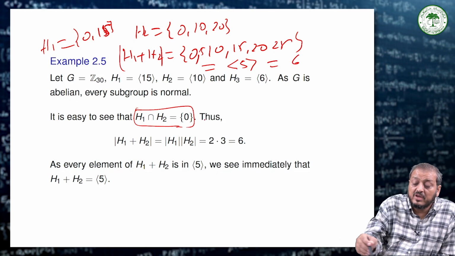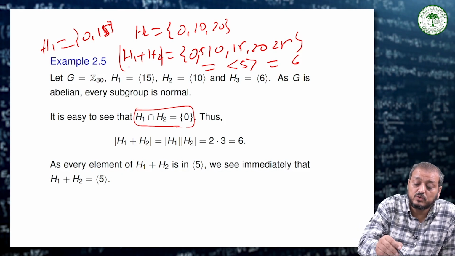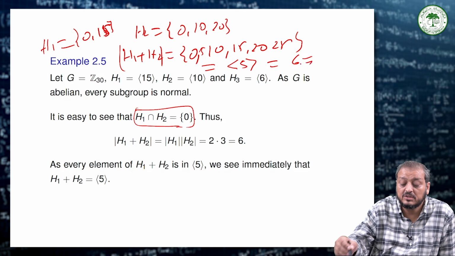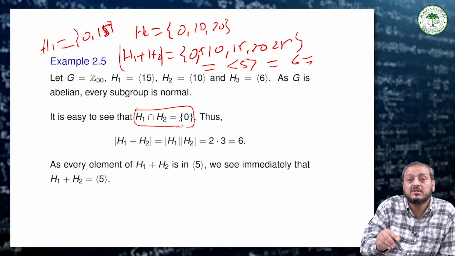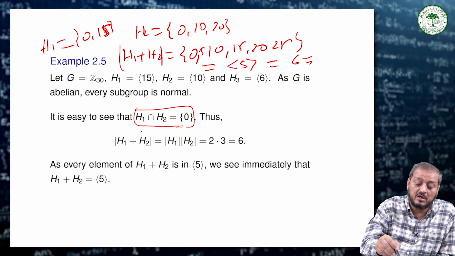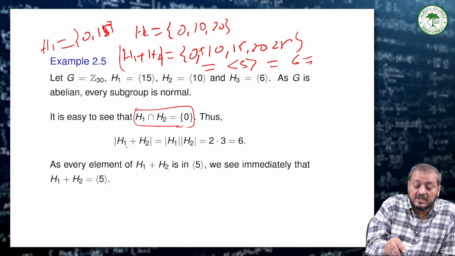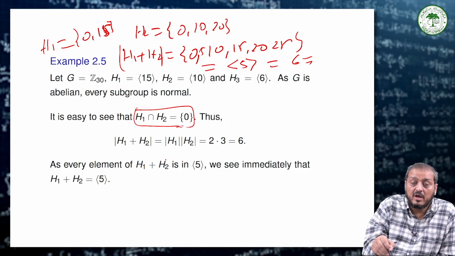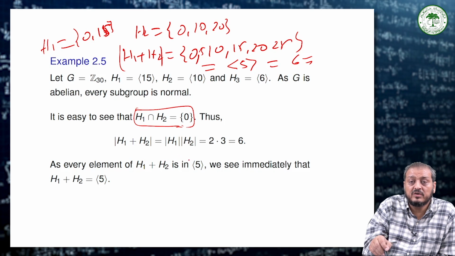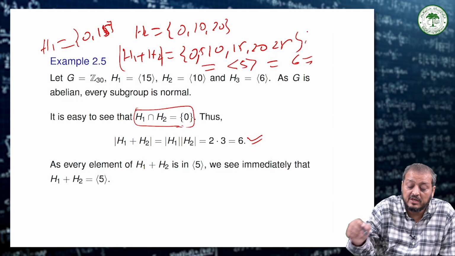So now we clearly have H1 and H2, and the order of H1 H2 is equal to 6. By the formula, because the intersection of these is the identity, the order of the intersection is 1. So we can say the order of H1 plus H2 is equal to order of H1 times order of H2 upon the order of the intersection of H1 and H2, which is 1. So this means 2 into 3 is equal to 6.